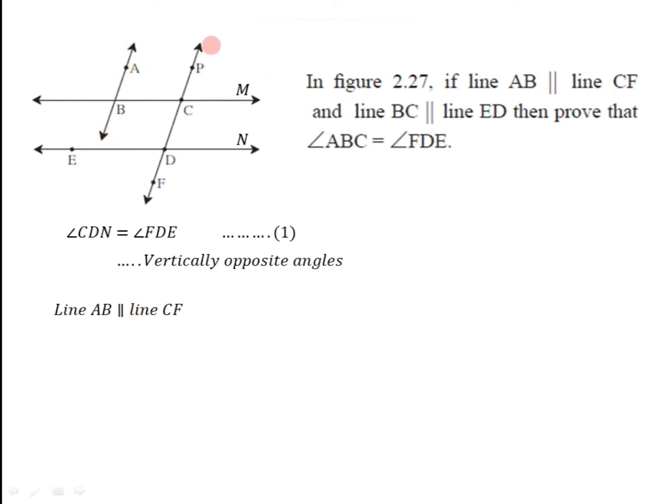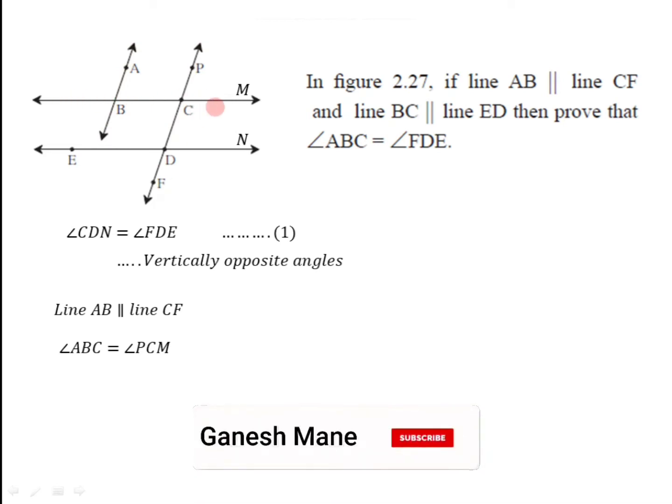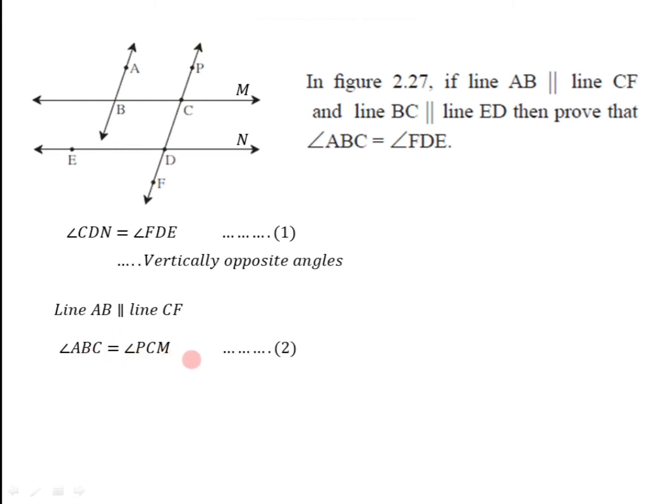Now it is given that line AB is parallel to line CF, so we'll start with that one. If line AB is parallel to line CF, and we consider line BC as their transversal, then we get two angles, angle ABC and angle PCM. These two are corresponding angles, so they must be congruent. Angle ABC is congruent to angle PCM, because AB is parallel to CF and BC is their transversal. We know that if two lines are parallel, then the corresponding angles are congruent. That's why angle ABC is equal to angle PCM. We'll call this equation number 2, and the reason is corresponding angles.